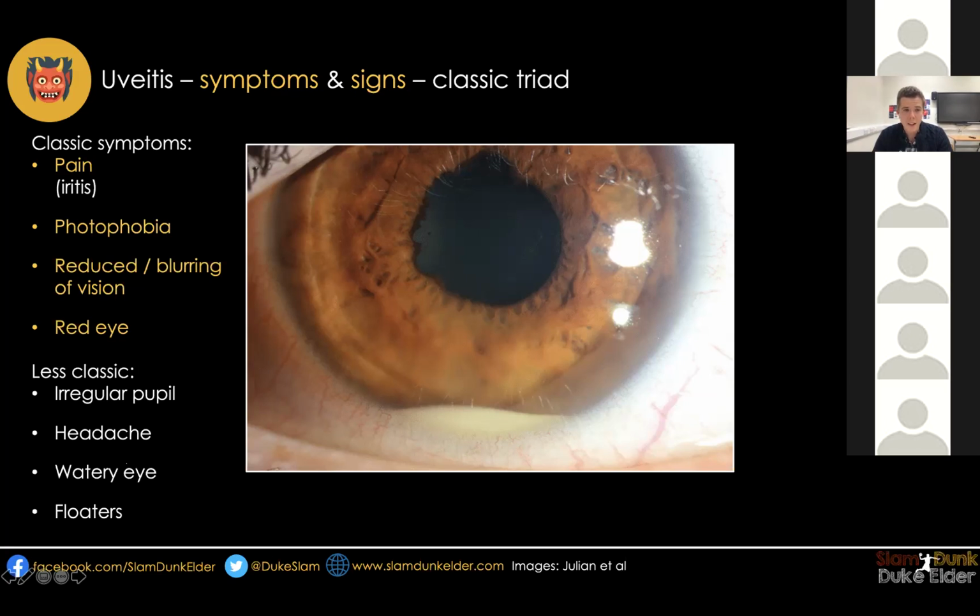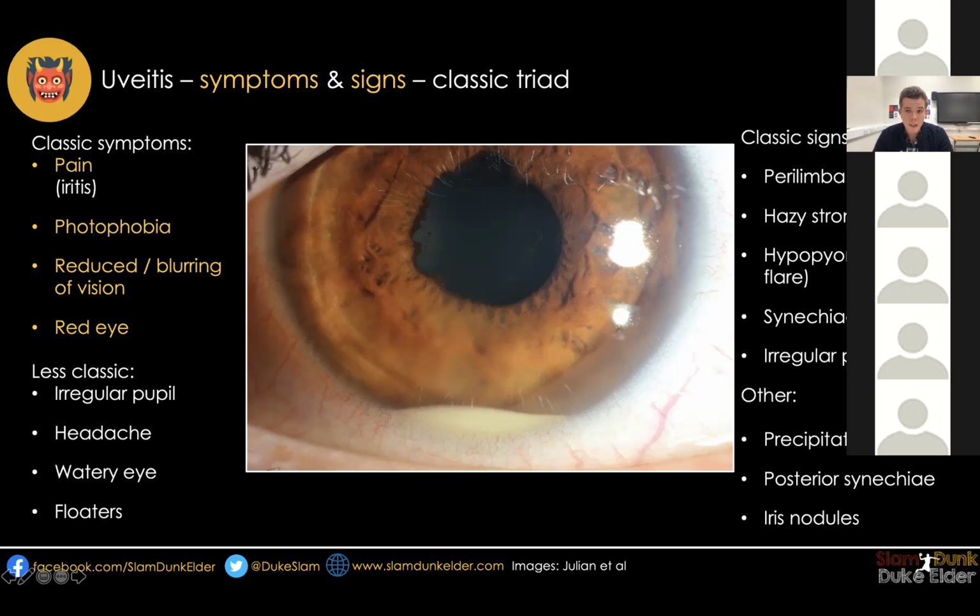Less classic things are stuff like an irregular pupil, headache, watery eye, and floaters, okay? Irregular pupil because the pupil's very stuck down, because adhesion molecules as part of the inflammatory response have been upregulated. Headache because there's referred pain from the eye. Watery eye because once again, you've got a painful eye, and so naturally your lacrimation reflex in response to pain will kickstart. And floaters because you've got a huge amount of debris, both innate and adaptive cells, in the eye.